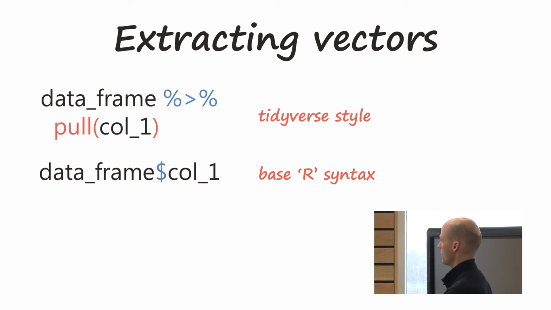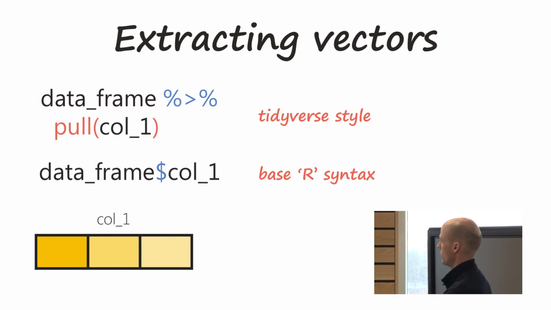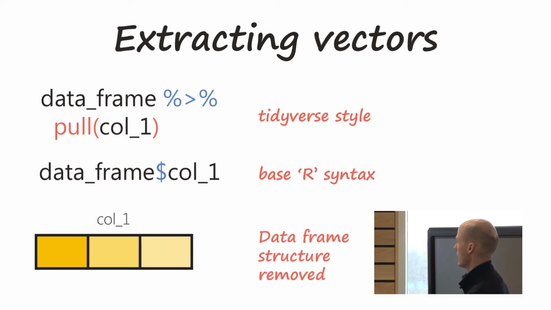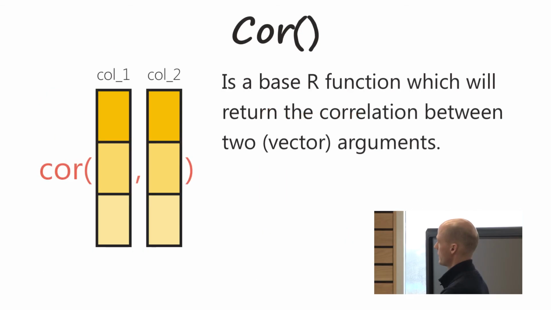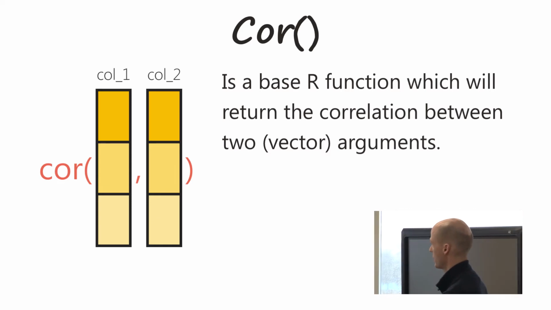This just means it pulls out the vector, say column 1, from the data frame. I've just named it df. Again, with the tidyverse, you can say data frame, then pull column 1. And so you get this vector without the grey surround. cor is a base R function which, among several things, can return the correlation between two vectors.